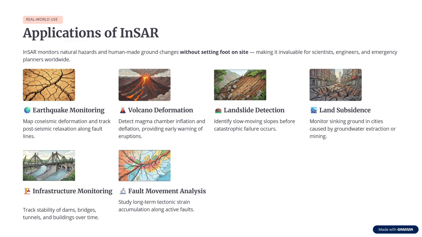InSAR has a lot of real world applications. I have just enlisted a few here, which are earthquake monitoring, volcano deformation, landslide detection, land subsidence, infrastructure monitoring, and fault movement analysis.